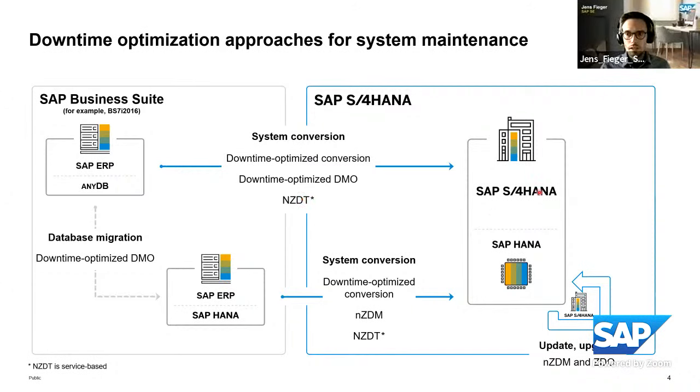However, if you have reached S/4HANA already, we are talking about updates and upgrades. Updates are the smaller portion, support packs and feature packs. Upgrades mean we go from one version to the next higher, or maybe to the second next higher version of SAP S/4HANA. For this, we have basically three approaches. Two are downtime optimized, and we will focus today on the ZDO approach. I will briefly touch base on NZDM, the near zero downtime maintenance for ABAP, coming also along with the SUM tool. But as I said, the focus will be on the zero downtime option.